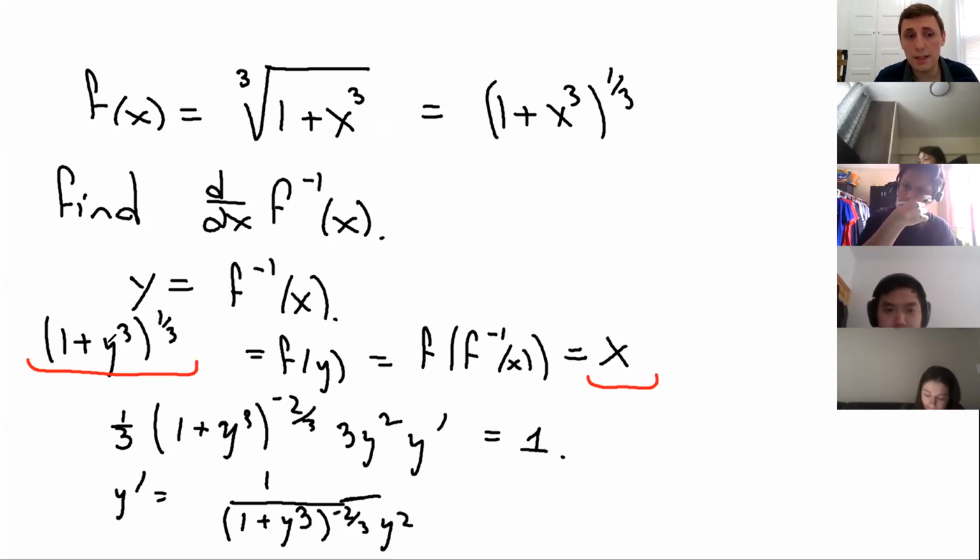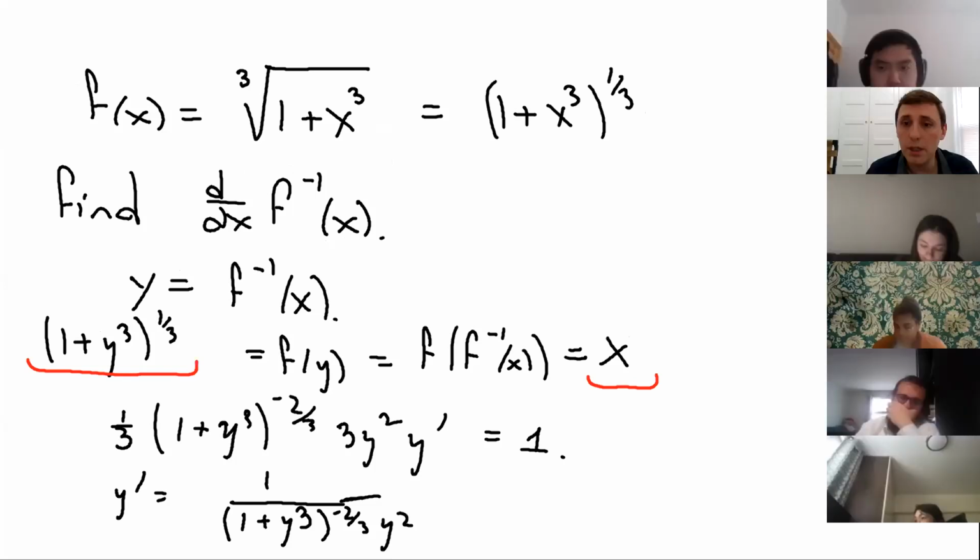So 1 plus the inverse function cubed to the power of 1/3 will be the input. Do you understand? That's as simple as it gets. It's not even thinking here. It's just implicit differentiation.